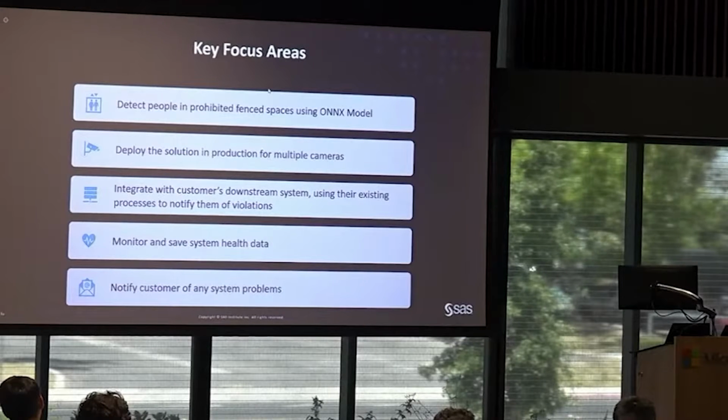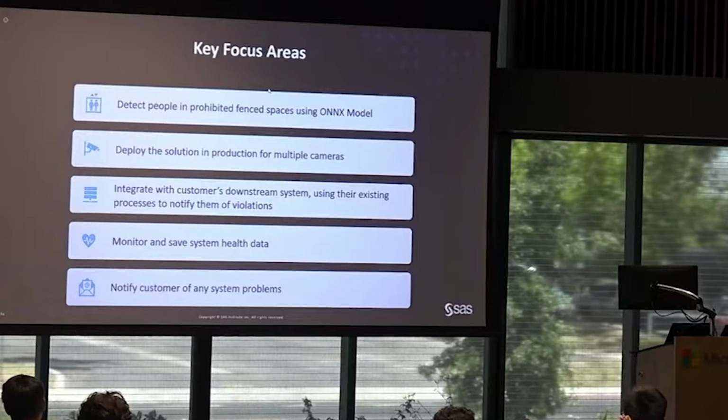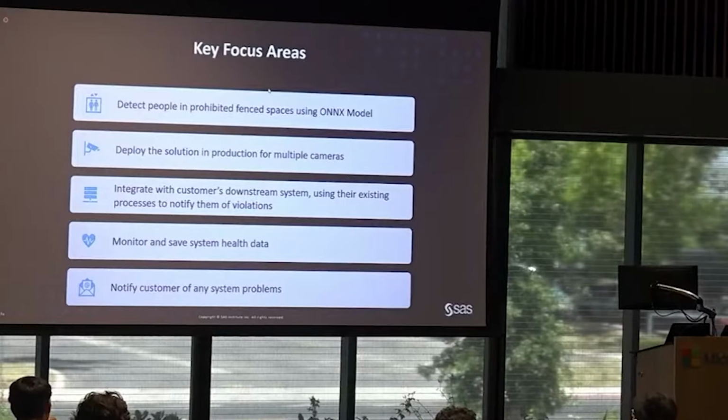And this needs to be integrated along with the downstream system of the customer to process and send the alert violation, but also to monitor the health of the system, ensure it's up and running, and eventually notify the customer about issues, for example a broken camera, which allows them to repair it promptly.